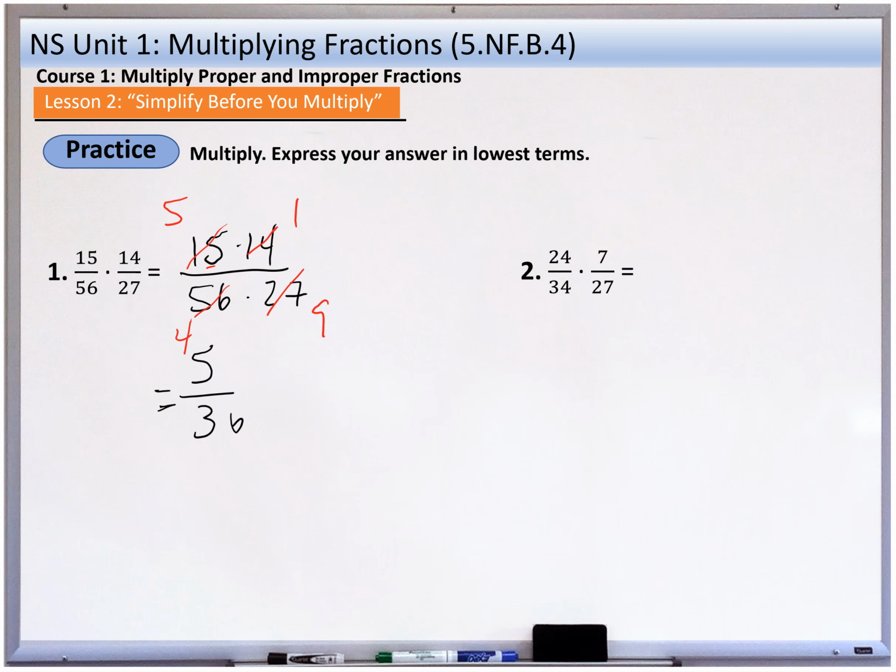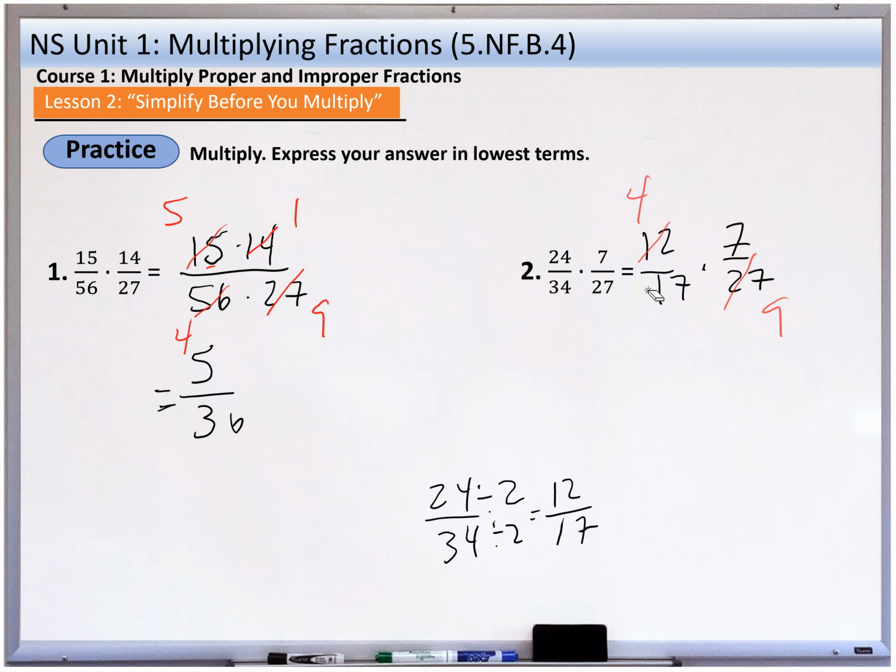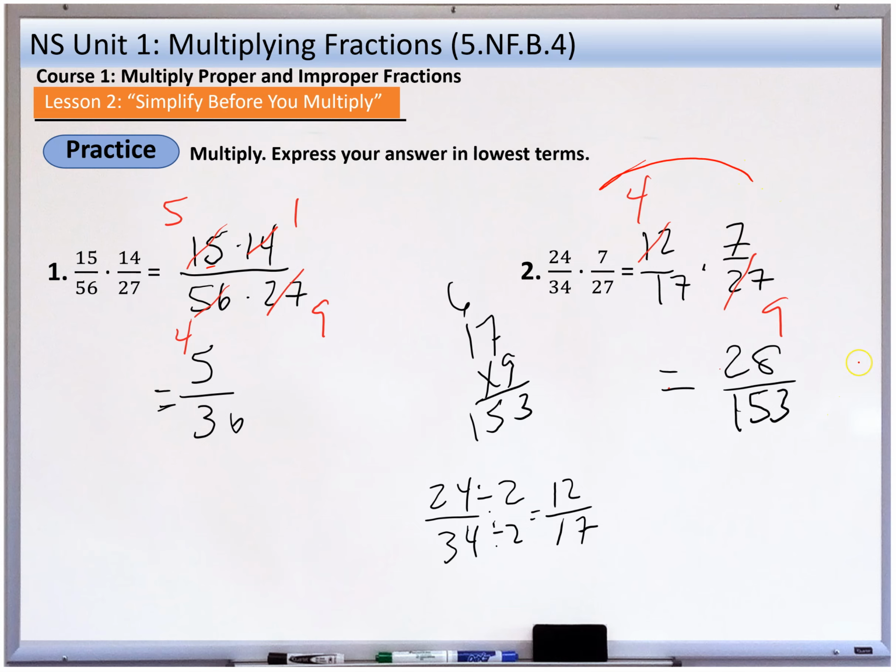The next one, 24 to 34 times 7 to 27. I'm going to go ahead and simplify 24/34 by 2 and get 12/17. And I still can simplify my 12 and my 27. Divided both by 3. So now I'm left with 4 times 7 is 28, and I'll see what 17 times 9 is. That's 153. I'm simplified. So if I already did my simplification here, I don't need to do it when I get here.